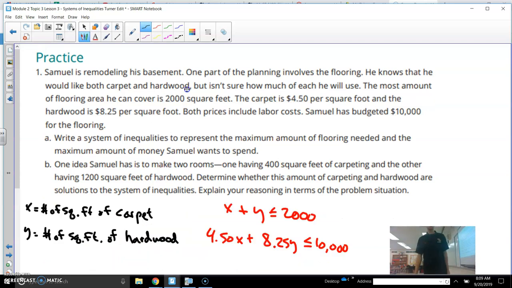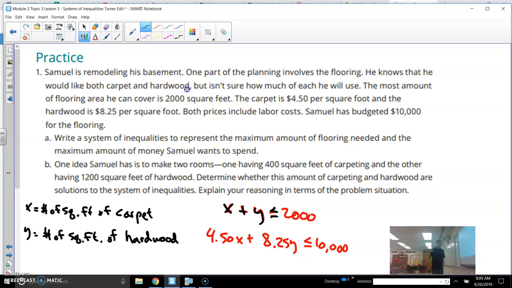So I'm going to jump into the equation building. First of all, x is the number of square feet he wants for carpet, y is the number of square feet he wants for hardwood, and no matter how much he wants of carpet and hardwood together, when you add those together, that cannot exceed 2,000.